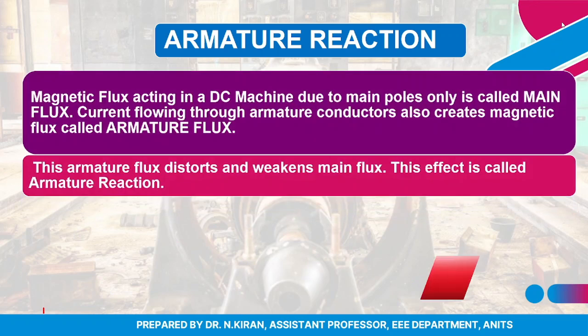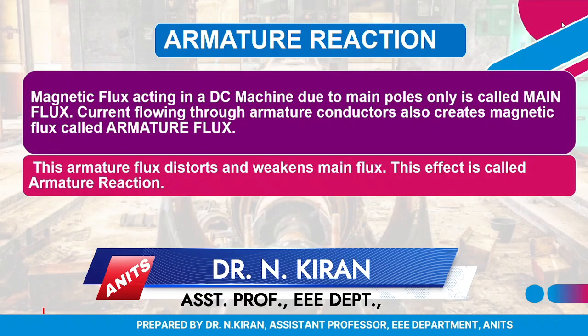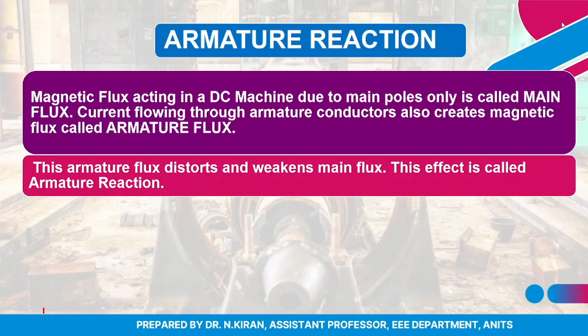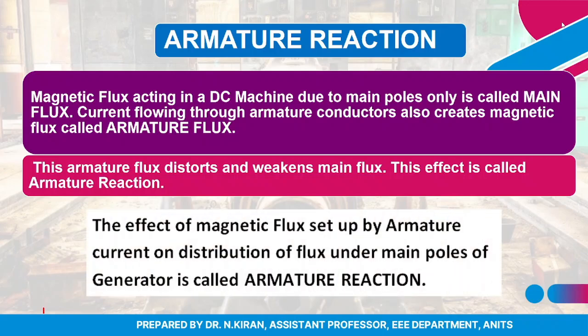So what is an armature reaction? We know that in a DC machine, the magnetic flux is only due to main poles, and that we refer to as main flux. When current starts flowing through armature conductors, it also creates a magnetic flux, and that we call armature flux. This actually distorts or weakens the main flux. This effect we call armature reaction. So we can define armature reaction as the effect of magnetic flux set up by armature current on the distribution of flux under the main poles of generator.